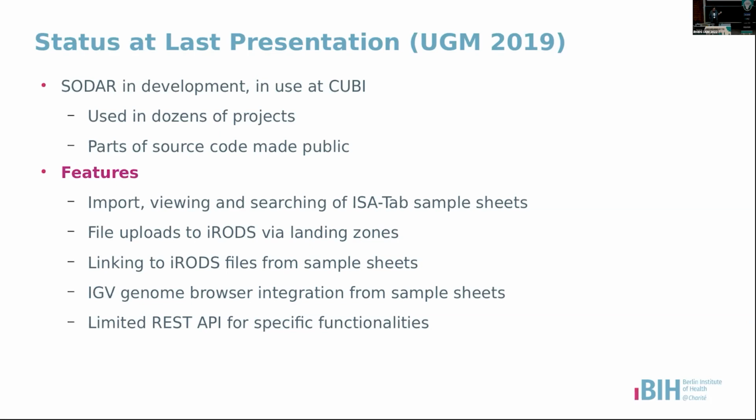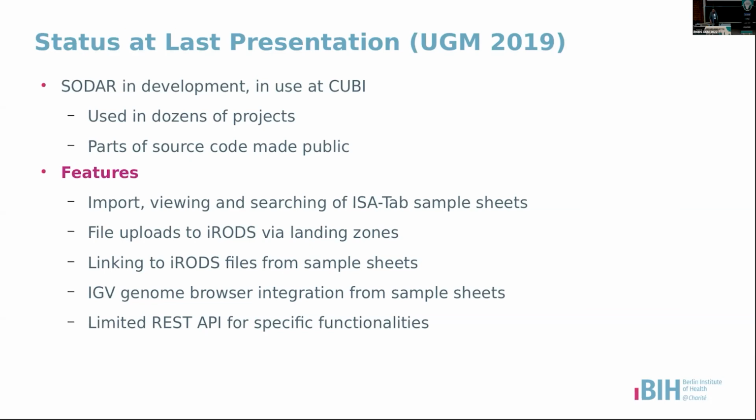We could import ISA-Tab sheets, we could view them, and we could search through them, and we could link iRODS files, and we could also search for them. So data was nicely findable, but the editing was not really there yet. We had IGV genome browser integration from the sample sheets, pulling up iRODS files automatically and creating session files on the fly. And we had a quite limited REST API for some specific, really badly needed functionalities.